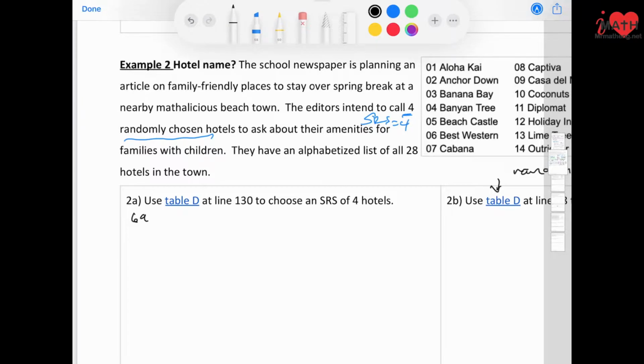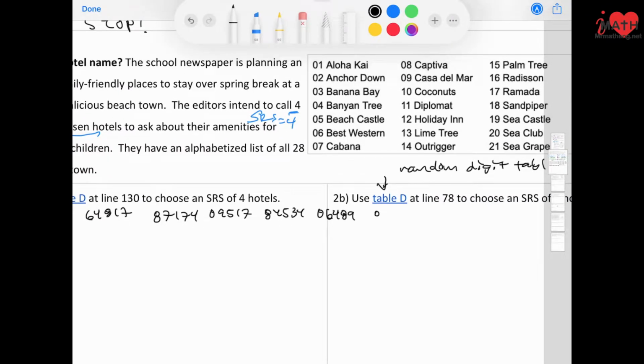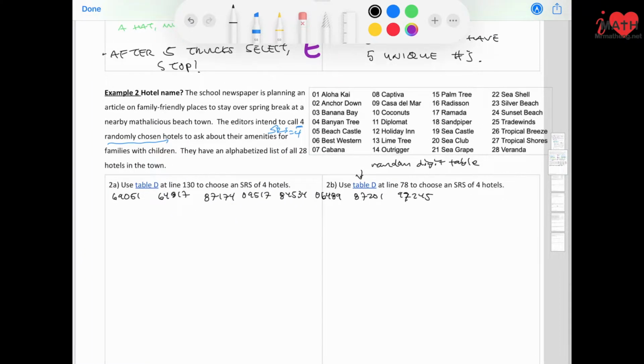And they even have margins, so 6, 4, 8. 09517 84534 06 489 87201 97245.